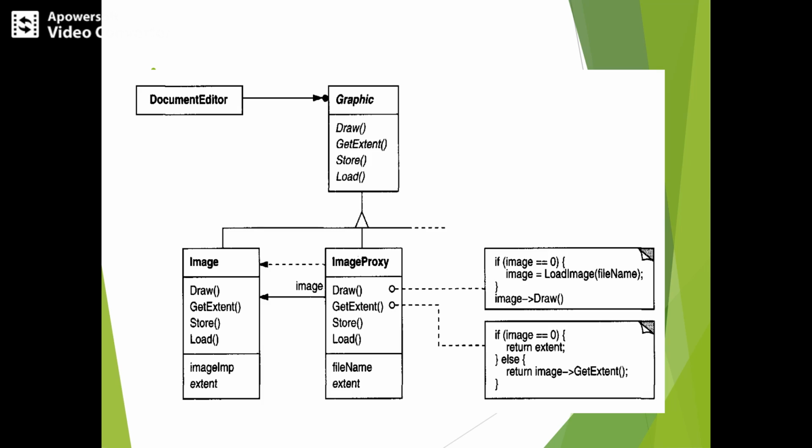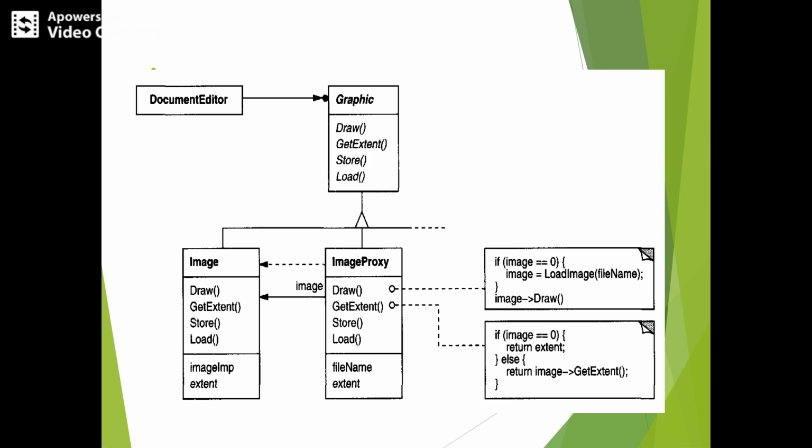The image class again has draw, get extent, store and load operations, along with the image extent. Similarly, the image proxy has a file name and the extent, and again the two operations, draw and get extent. Draw checks if the image is null, and then it will be searched in the hard disk.